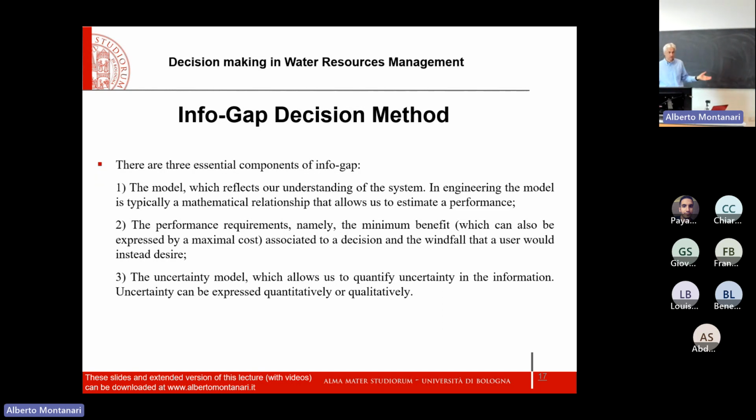So I need a prediction model in order to estimate the future. I need a performance requirement: a model for estimating the performance of the system. And I need to set the requirements. What is the minimum amount of water that I need to make sure that irrigation is sustainable? And then an uncertainty model. An uncertainty model means how to quantify the uncertainty of the prediction.